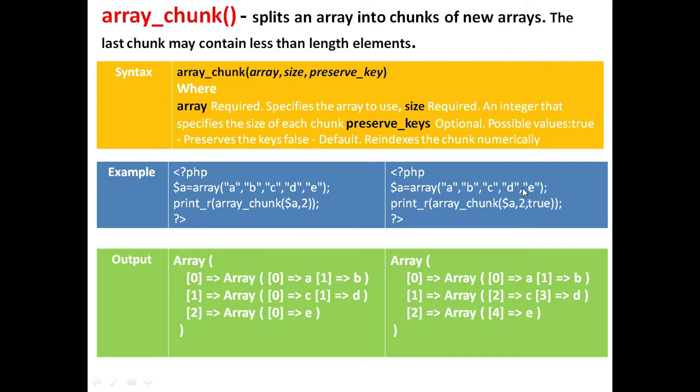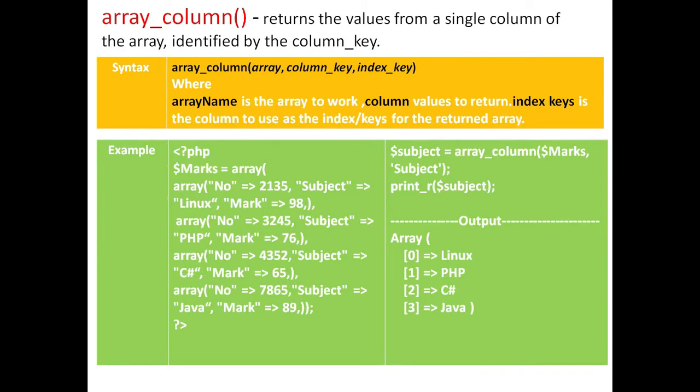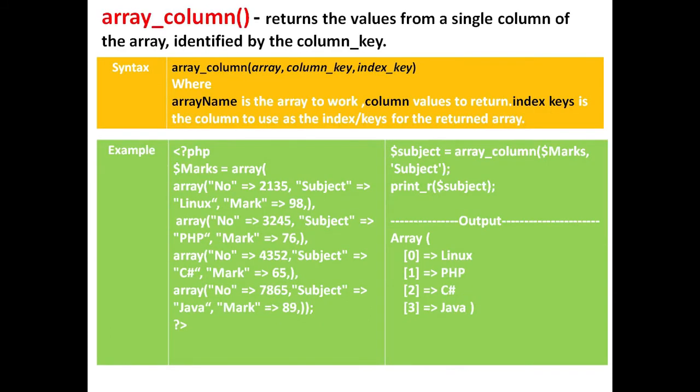And in this example I use preserve_key as true. It will also chunk the values, but it will not reindex the values, and it will return the original index values of those elements. Next is array_column, which returns the values from a single column of the array, which is identified by the column key.